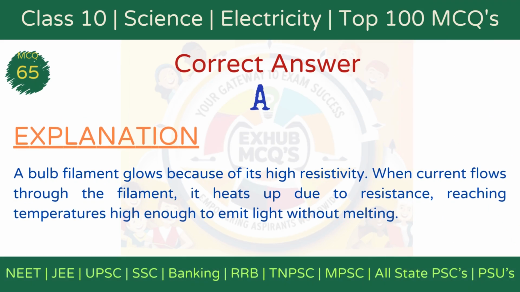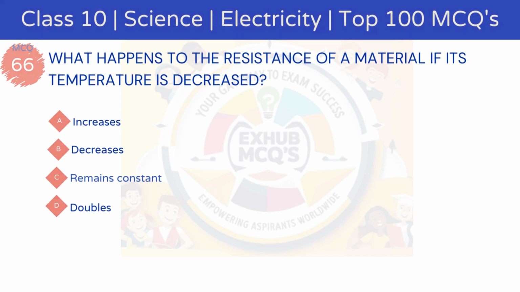The correct answer is option A, due to high resistivity. Explanation. A bulb filament glows because its high resistivity causes it to heat up when current flows through it. The heat makes it reach incandescence, emitting light without melting.